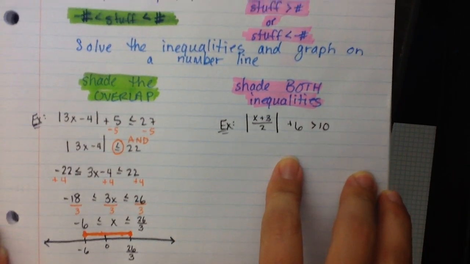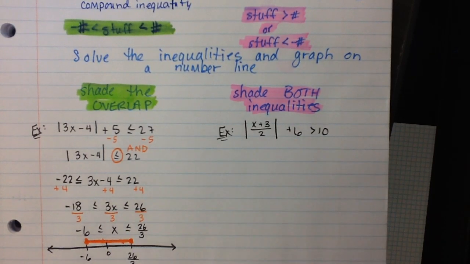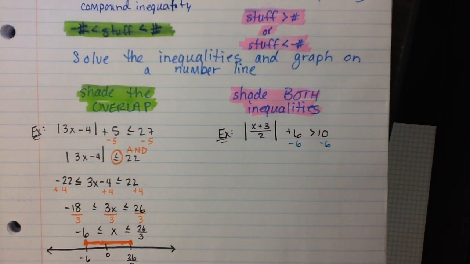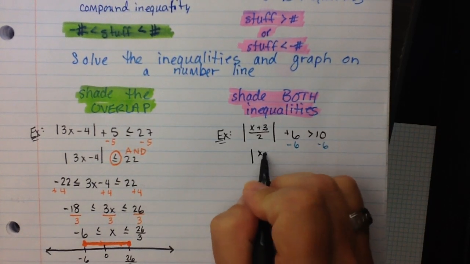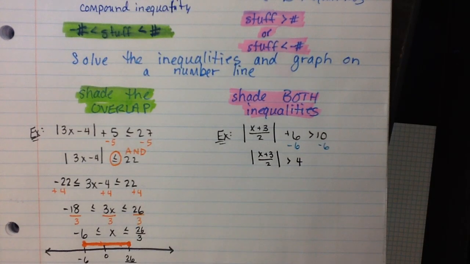On our second example, we're going to follow the same steps, so we will isolate the absolute value first. So I'm going to start by subtracting the 6 from both sides. So I get absolute value of x plus 3 divided by 2 is greater than 4.